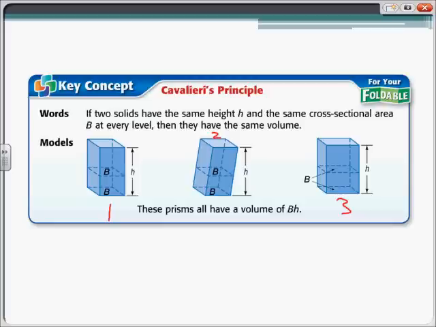Those are different cross sections of our prism. You can take any one of those out and they're all going to have the exact same two-dimensional area. And then since they're the same height, regardless of that slant, they're going to have the exact same volume.